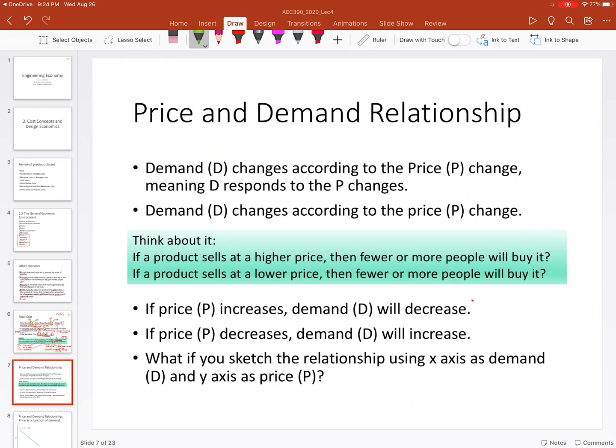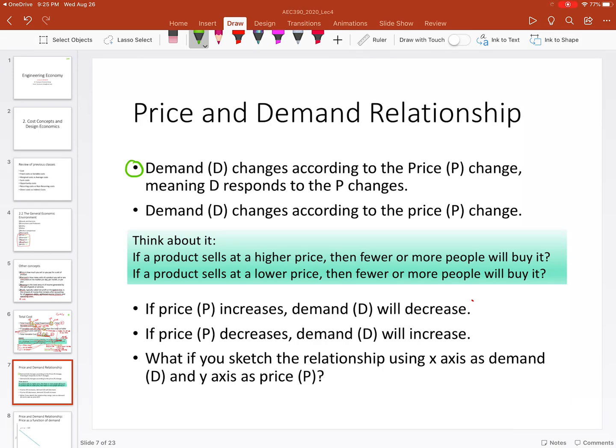Okay, so this is something new: price and demand relationship. Think about that. Price is how much you sell a product, and demand is how much is consumed, how much is bought in the market. Okay, so the first thing about demand and price is demand D changes according to the price P.